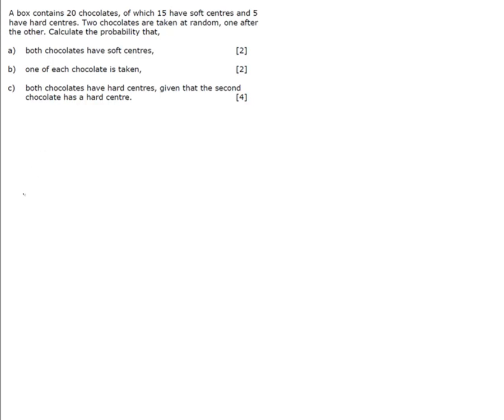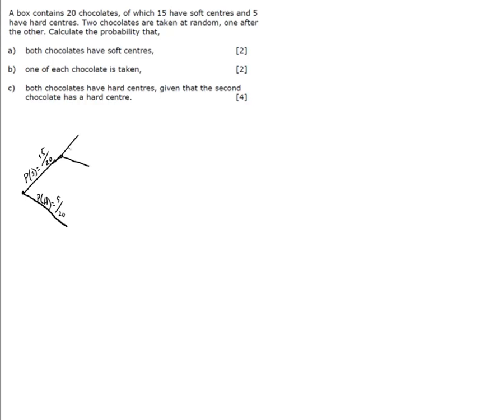So we're going to start here with the probability of taking a candy and it having a soft center. Well, we know 15 have soft centers out of 20 altogether. And then we have the probability of getting a hard center is everything else, or 5 out of 20. Again, being sure that this is going to add up to 1.